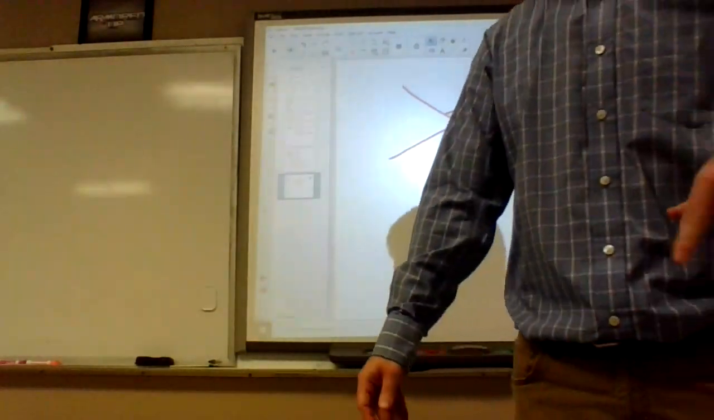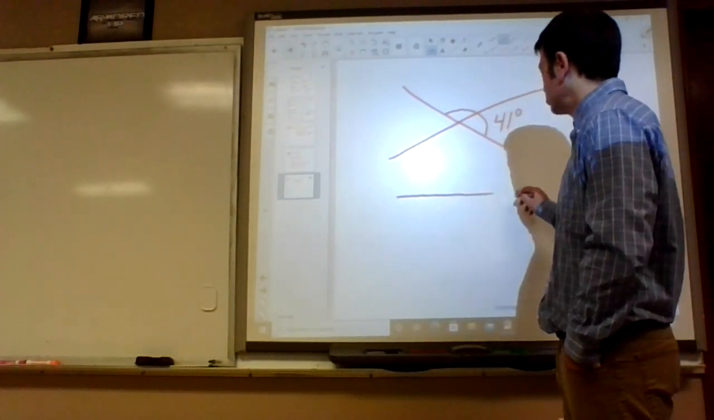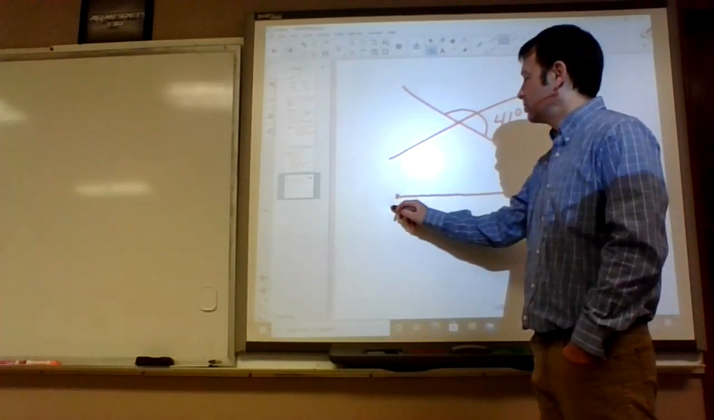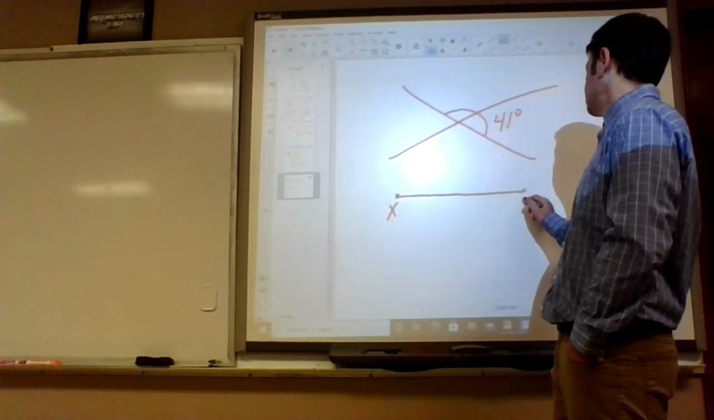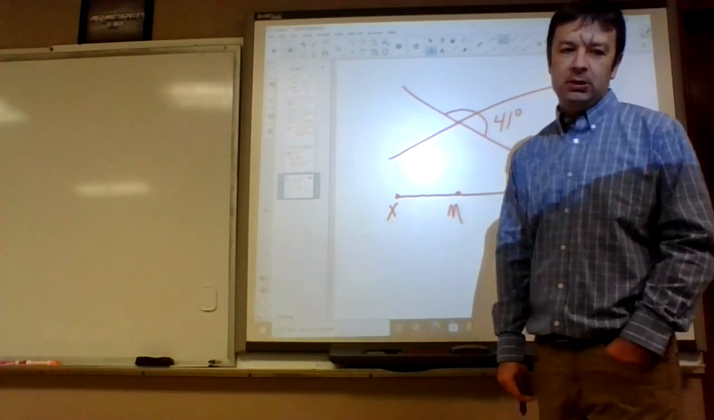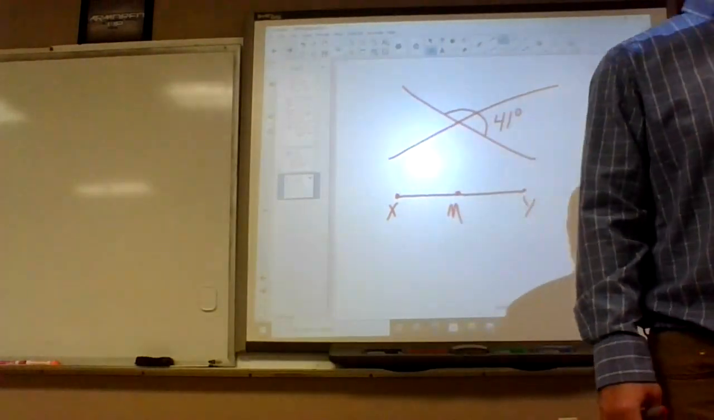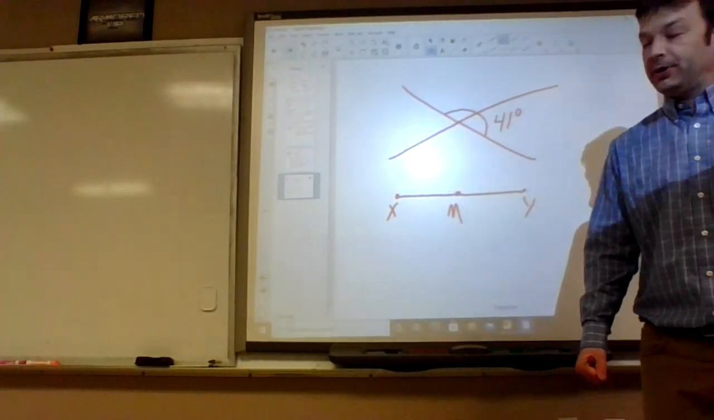If M is the midpoint of XY, so what does that picture look like? X, a line, M, Y, on the line. And XM equals 39. Where do I put 39?